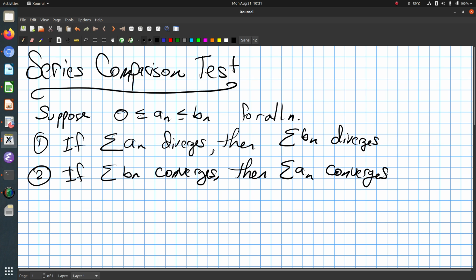Now, since the A series is then smaller than the B series, if the A series diverges, then the B series, being bigger, also has to diverge. In fact, they'll both diverge to infinity. Conversely, if the b_n series converges, then the a_n series, which has to be smaller, also converges. Now, caution, this test does not tell you the values of the series.